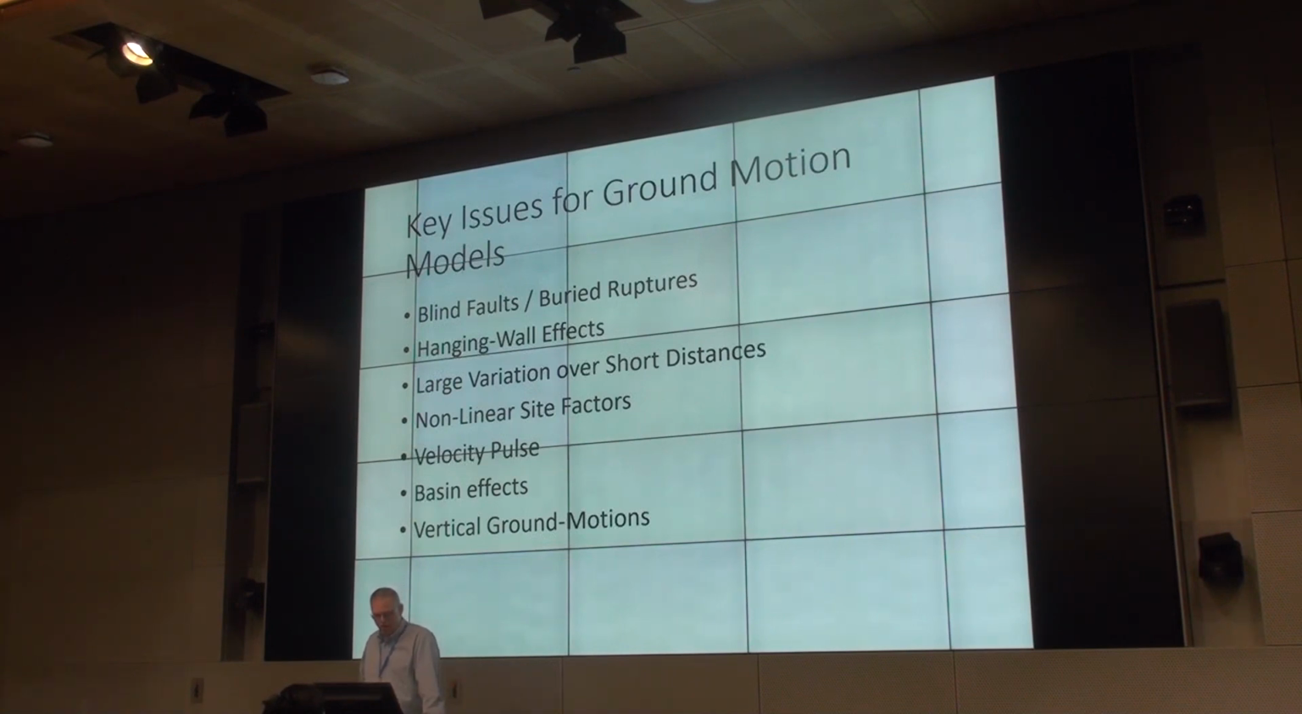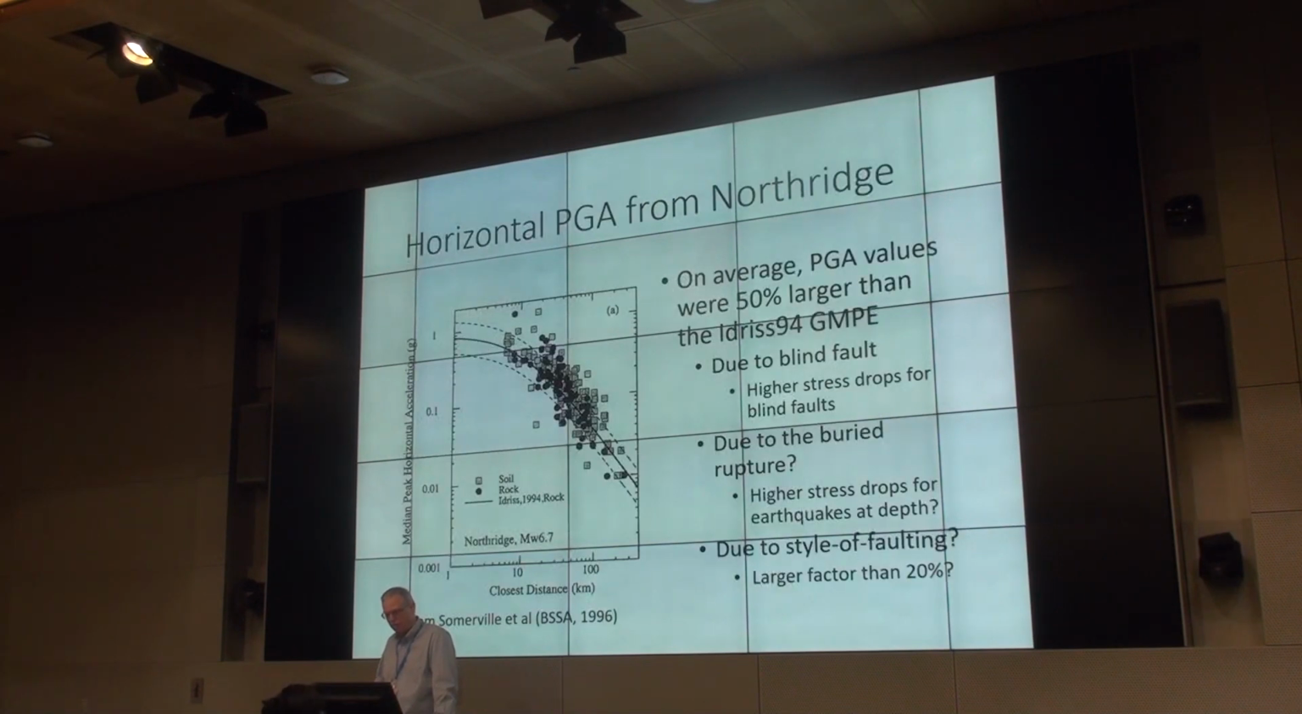Then nonlinear site effects were beginning to be brought into the ground motion models, and the factors that we use after Northridge are very different. And then we're getting velocity pulses in these data. We have basin effects, and I'll talk a little bit about vertical ground motions. The last 3 there I'm not going to talk as much about, so it'll be at a higher level.